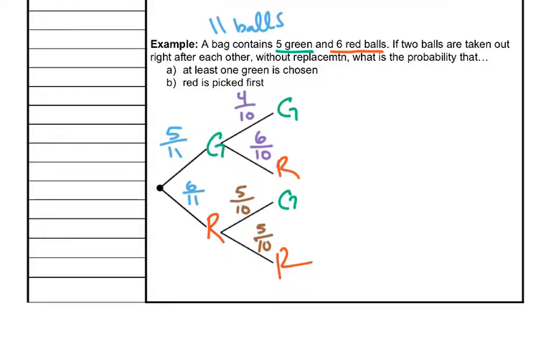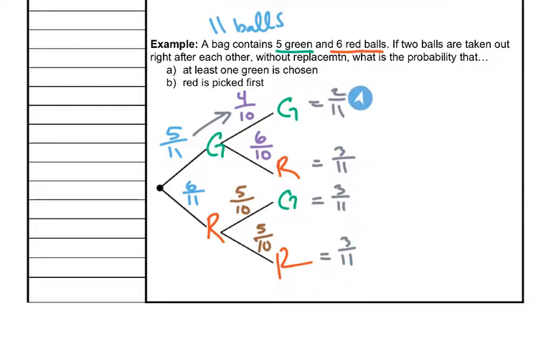So now we've built all of these branches, and let's remember that the total probability of both things happening as we follow each branch, we're going to multiply those probabilities. So I'm going to do 5 elevenths times 4 tenths and get 2 elevenths. Then we'll do the green-red option. We multiply 5 elevenths times 6 tenths. We get 3 elevenths, and then I'm going to keep going. So then the red-green was 3 elevenths, and the red-red was 3 elevenths. And again, if we were to add all of these up, 2 plus 3 is 5, plus 3 is 8, plus 3 is 11, out of the 11.